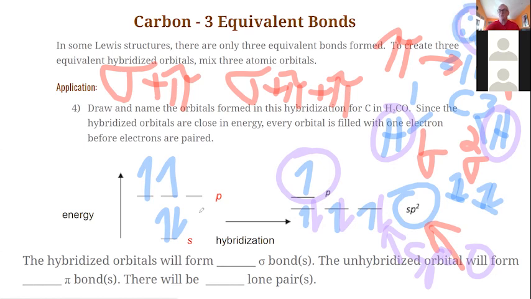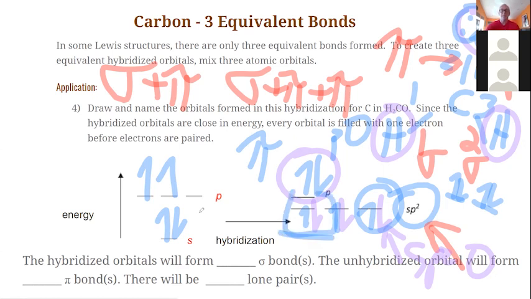There's a single sp2 electron that made this sigma bond, and it has one electron left over that's in a pi orbital. So this p electron from the carbon forms a bond with the p electron from the oxygen, and that makes a pi bond. So the three hybridized orbitals make sigma, sigma, sigma, and the p electron makes a pi. The hybridized orbitals will form three sigma bonds, and the unhybridized p orbital forms a pi bond.